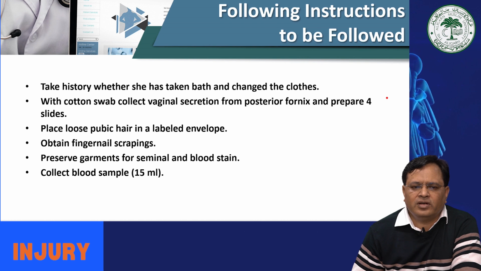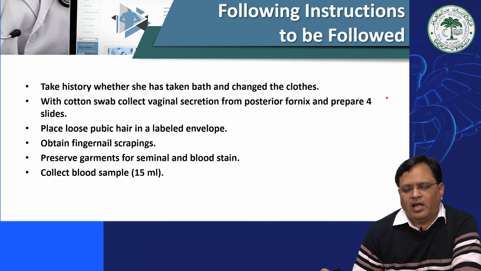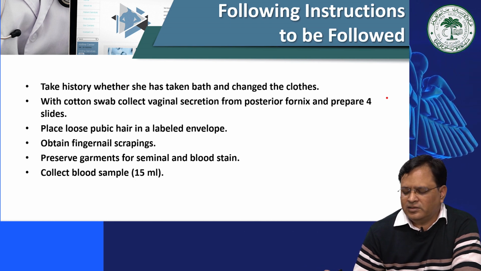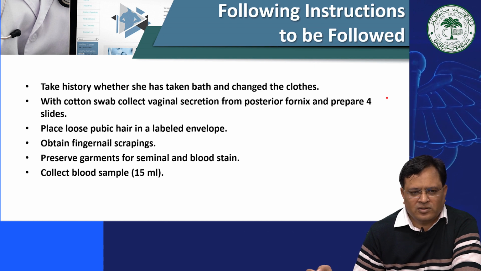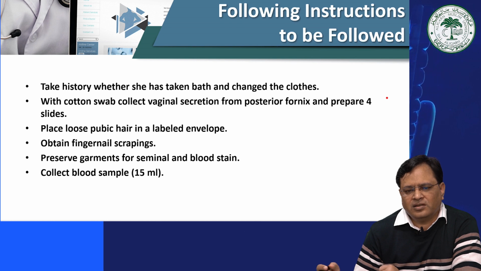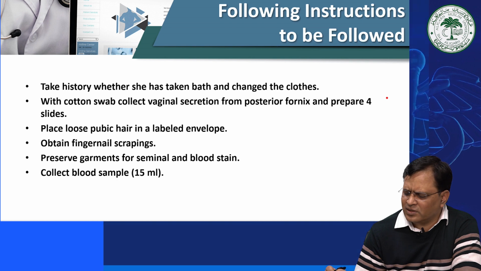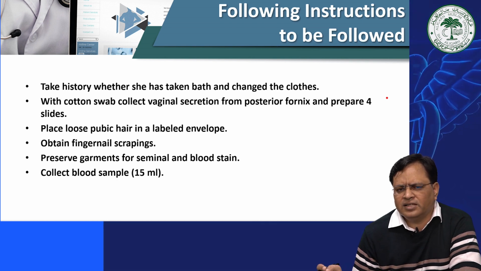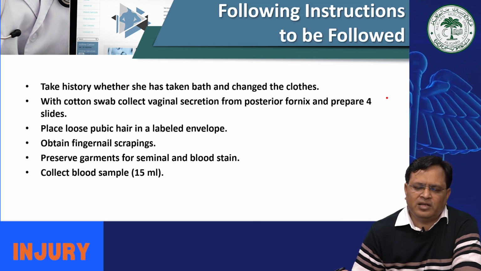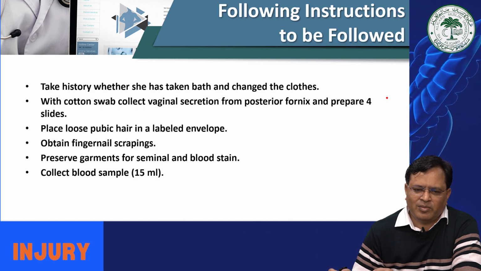The following instructions are to be followed: take history of whether he or she has taken a bath. That will help, because if she has taken a bath, then the chances are that some evidence may be lost. With a cotton swab, collect vaginal secretion. Place closed pubic hair and loose pubic hair in a labeled envelope. All this is a part of the sexual assault examination. We get a sexual assault examination kit with all the things labeled there, the gloves and necessary equipment, and we should follow the instructions in the manual.